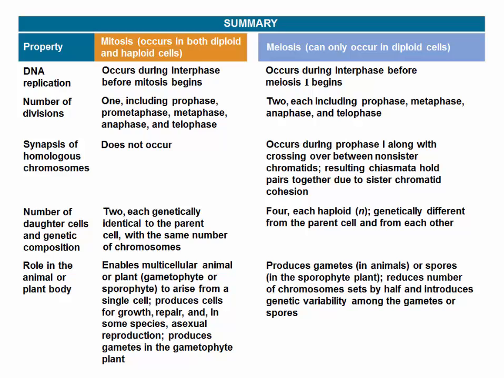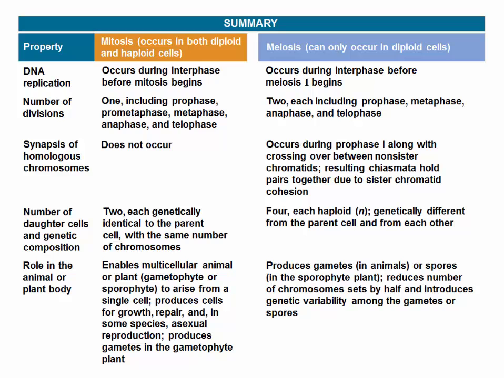And what is the role of mitosis in the animal or organism's body? Well, it will enable it to produce more cells for growth, repair, and so on, to make it bigger. And in some species, it is also responsible for asexual reproduction. And it also produces gametes in the gametophyte plant.